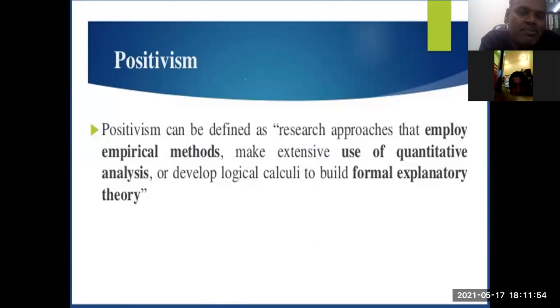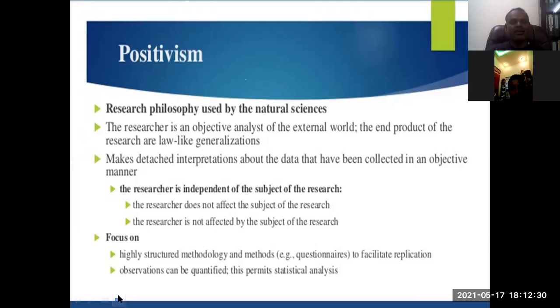So positivism can be defined as a research approach that employs empirical methods, makes extensive use of quantitative analysis, or develops logical calculi to build formal explanatory theory. So if you are using completely empirical methods, making extensive use of quantitative analysis or developing logical calculi to build your formal explanatory theories, then it is positivism. Mostly positivism is used in natural science. In social science, in a very limited way, in some psychological studies, positivism is used. Otherwise, this research philosophy is commonly used in natural sciences.